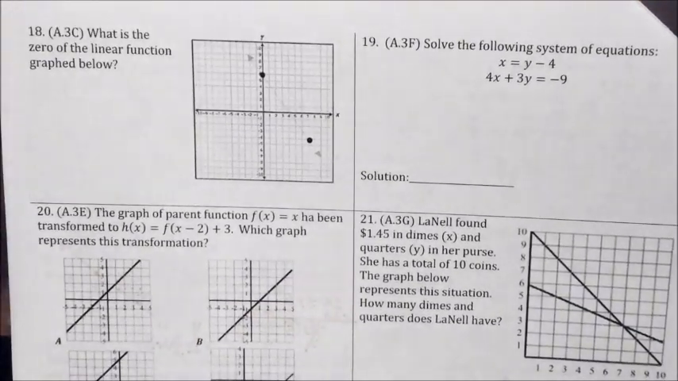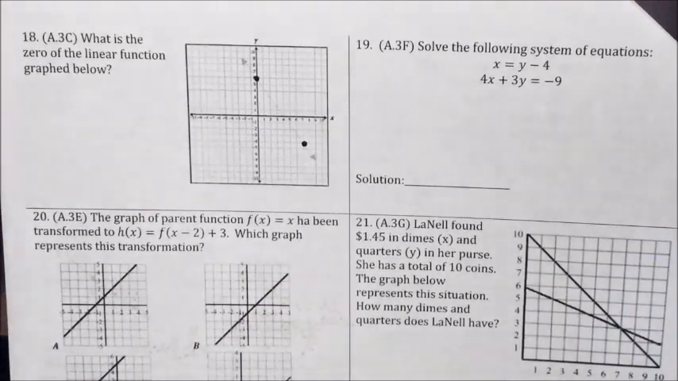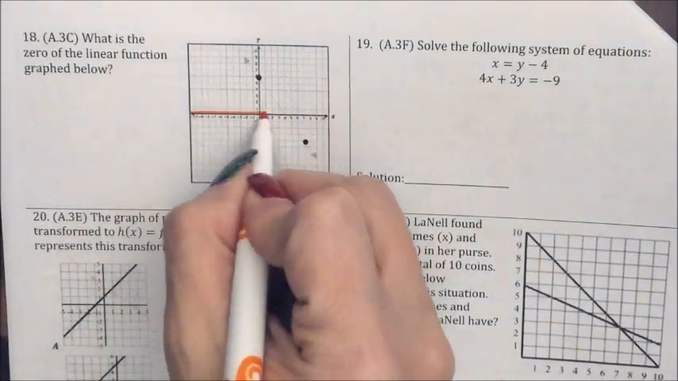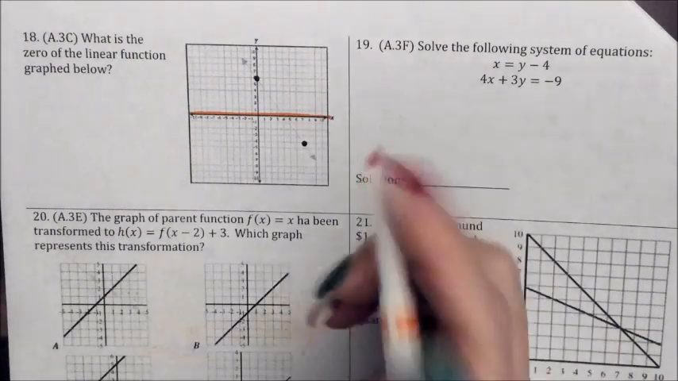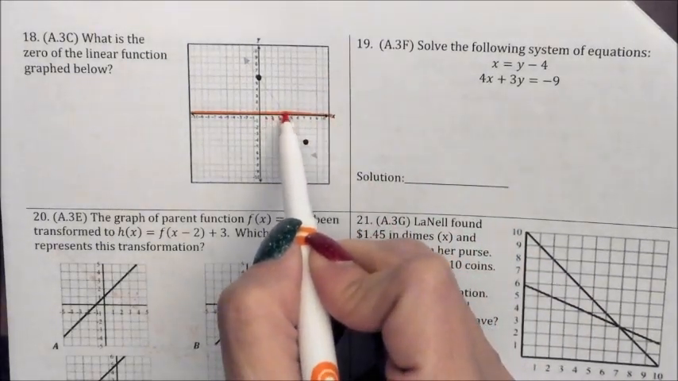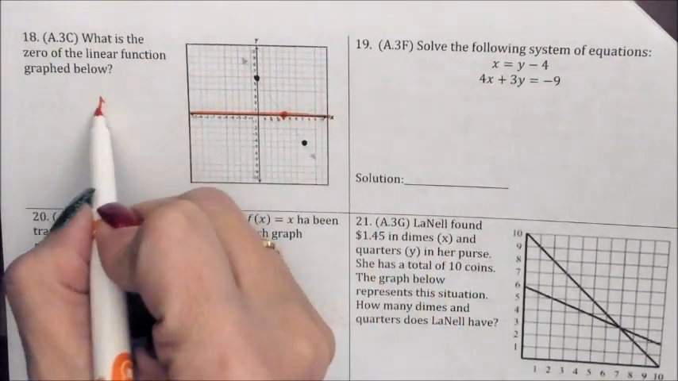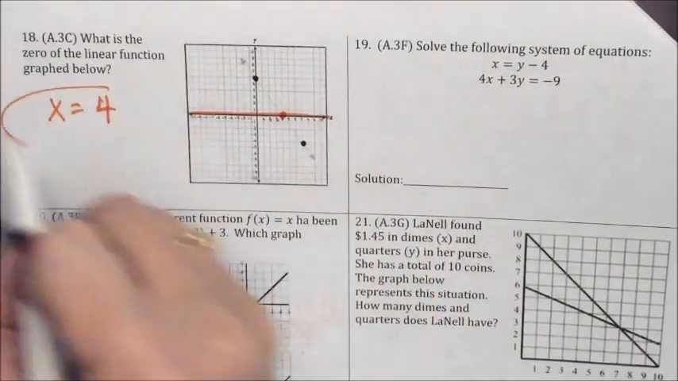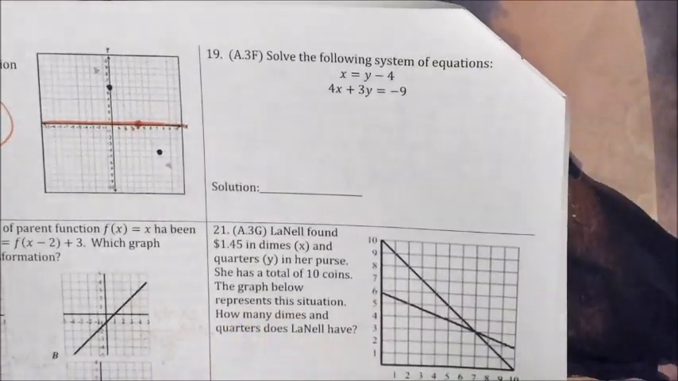What is the zero of the linear function graphed? Heroes stand tall, but zeros lay down. So I want to know the zero on that. One, two, three, four. It's right there at four. So at x equals four, that's my zero. Love the zero questions. Those are easy.